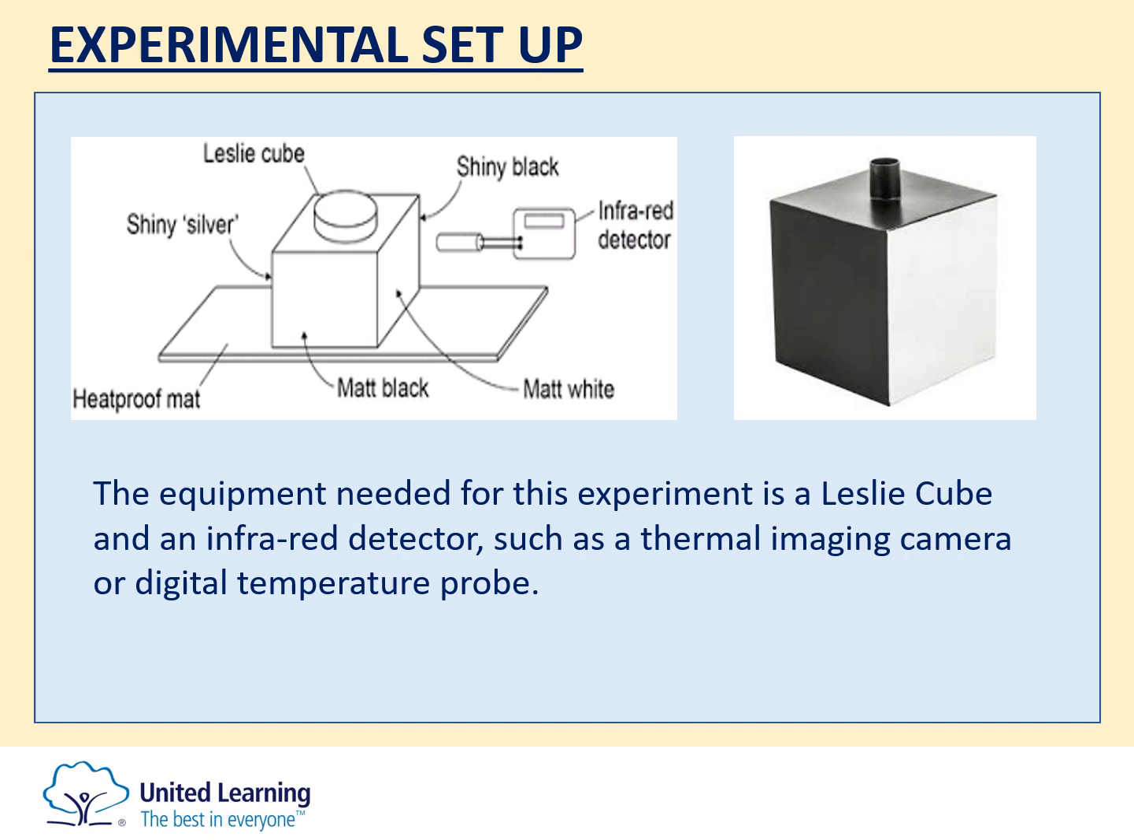As you can see from the picture here, a Leslie cube has sides that are different colours. There is a white side that's relatively shiny, there is a shiny black side, a matte dull black side, and then a shiny silver side. You may remember seeing the can. The top surface and the bottom surface are not as important in terms of their colours, but we generally stand the Leslie cube on a heatproof mat that prevents the energy escaping through the table.